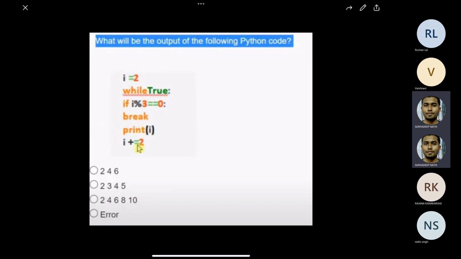So what would be the output of the following code? I equal to 2, while true: if I modulo 3 is equal to 0, break; print I; else print I, and increment by 2. Initially it was 2, so you print 2, then I became 4, again you print 4.